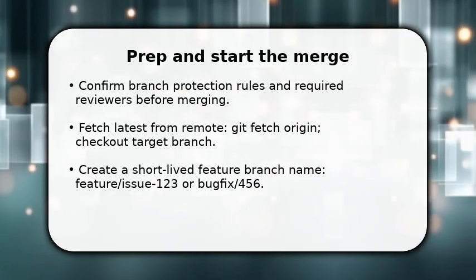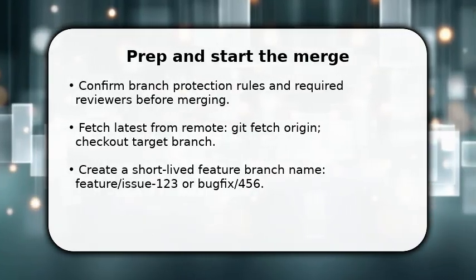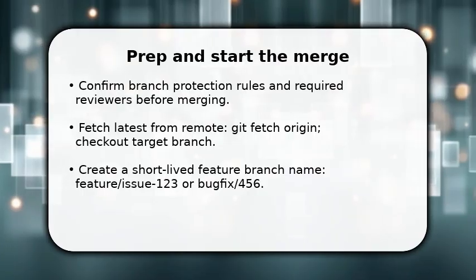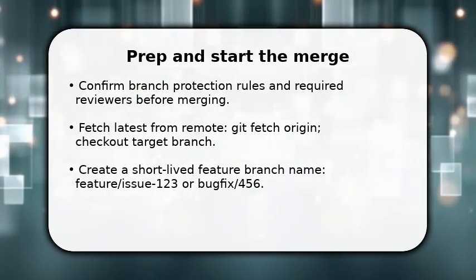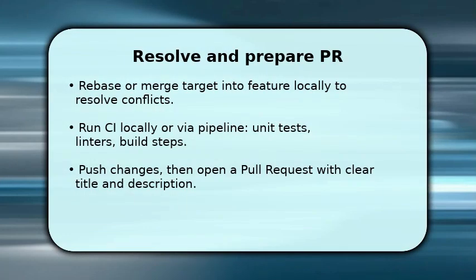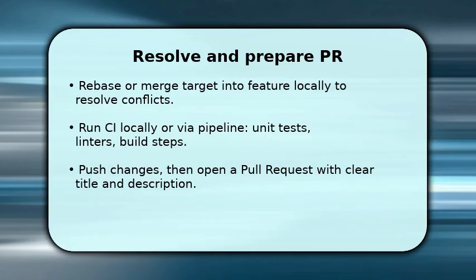Once done, run git status and git pull --rebase if you need a linear history. This reduces merge conflicts later, so make sure to resolve any immediate issues before continuing. Next, you reconcile differences by rebasing your feature onto the target branch or merging target into feature if your team prefers. This is where conflicts appear, so address them thoughtfully.